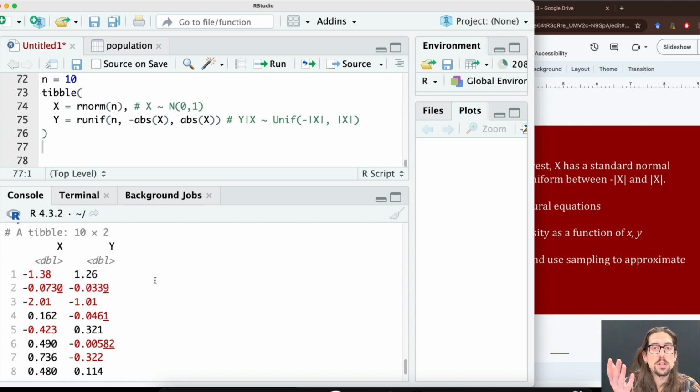Where is the population data frame? There is no population data frame. It's implicit, right? It's the population data frame that is defined by the joint density function that is the product of this marginal density and this conditional density. So this is the power of having densities and distributions, is that you don't have to have a population data set or even think about it.